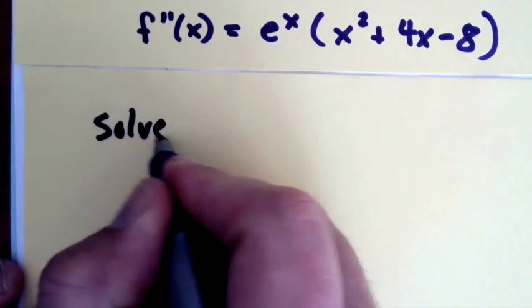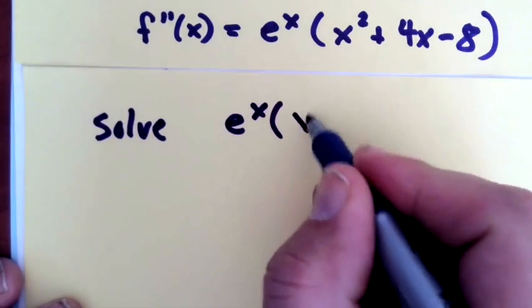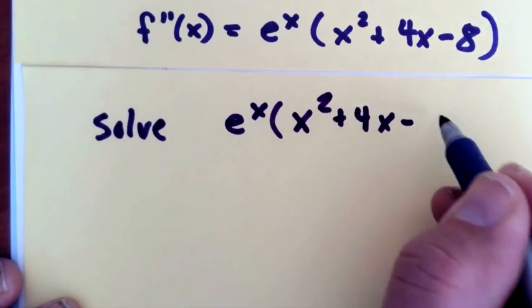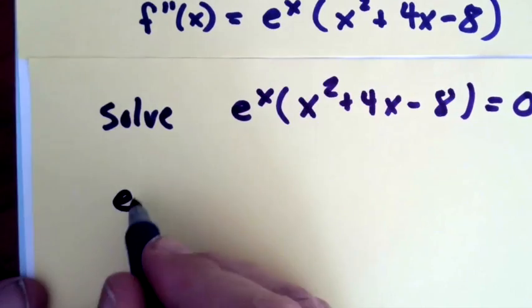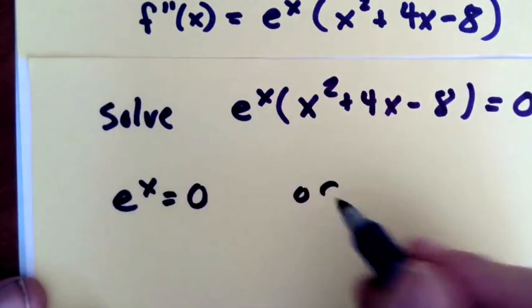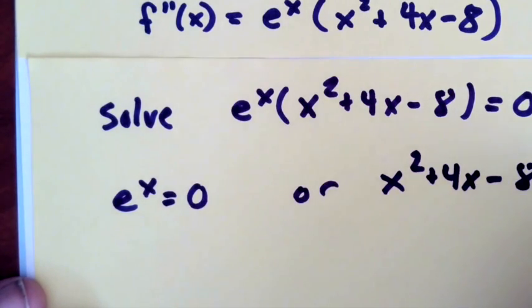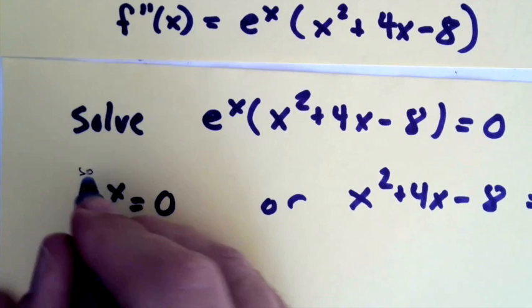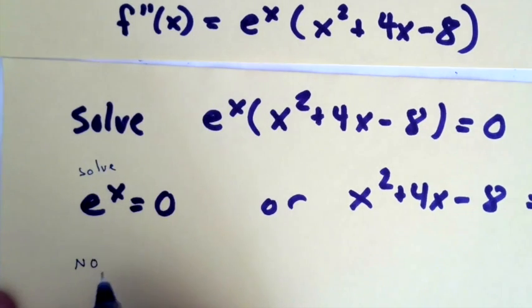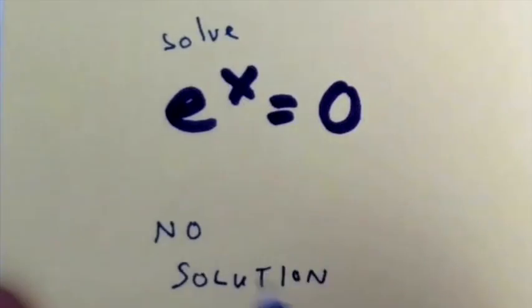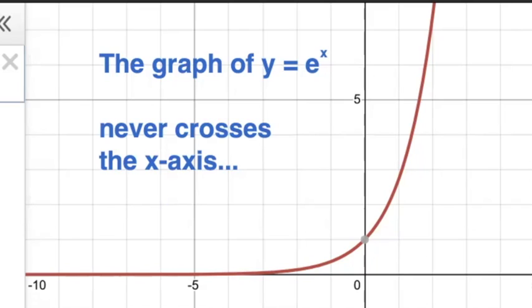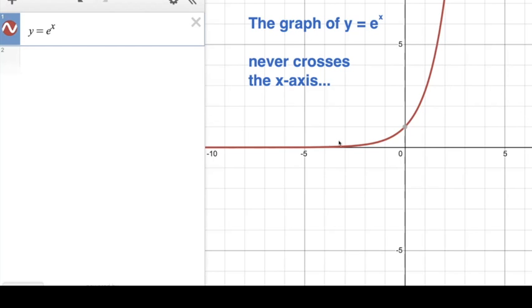My first step is to solve e to the x times x squared plus 4x minus 8 is equal to 0. So this could be either e to the x equals 0 or x squared plus 4x minus 8 is equal to 0. If I try to solve e to the x is equal to 0, this has no solution. The graph of y equals e to the x never crosses the x-axis. So e to the x is never equal to 0.